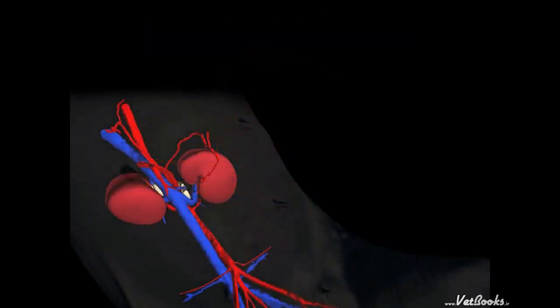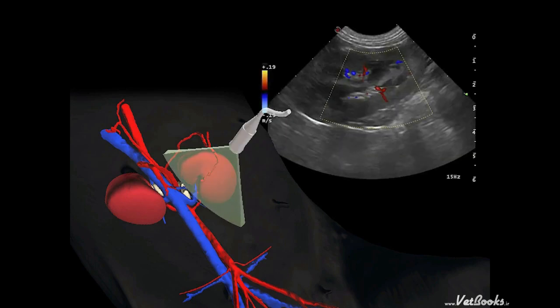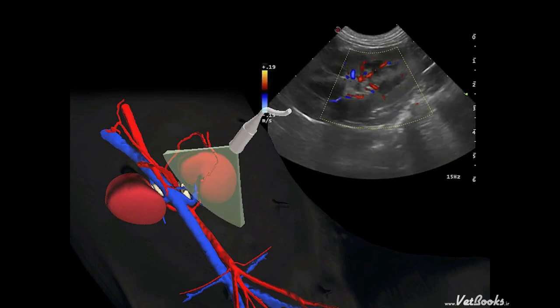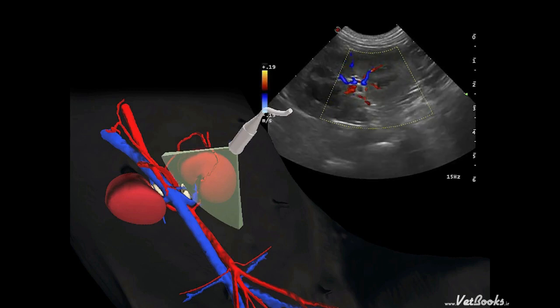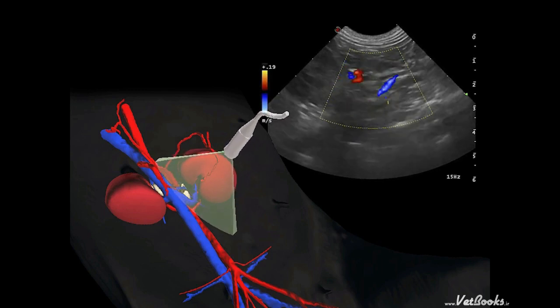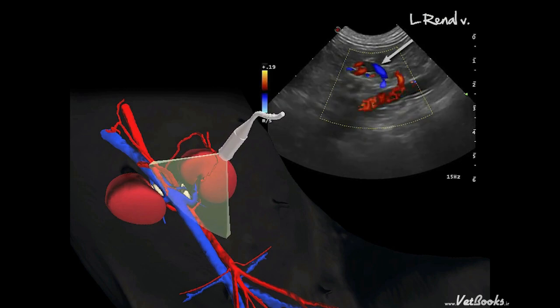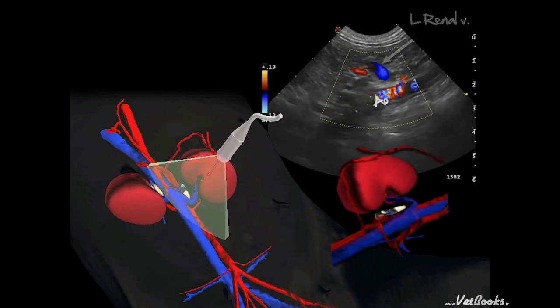A convex probe is generally used to assess the left adrenal gland, at least initially. Color Doppler can help you identify the vascular structures in the region of the left kidney, which in turn helps to identify the adrenal gland. From a longitudinal plane of the left kidney, the renal vein is first identified and then followed along its course, ventral to the aorta, into the caudal vena cava.